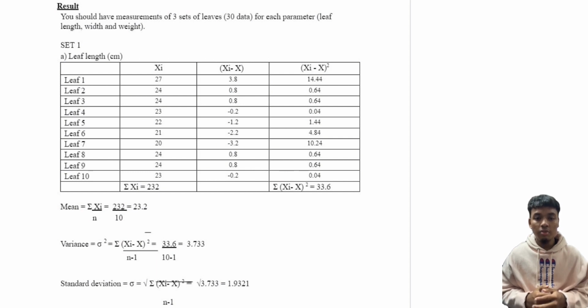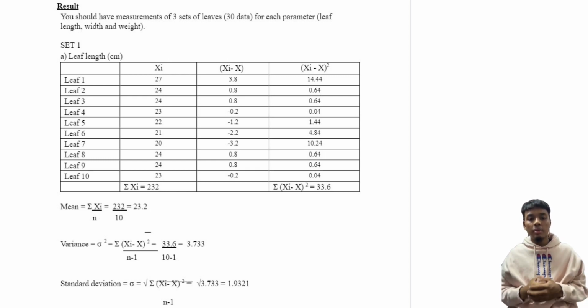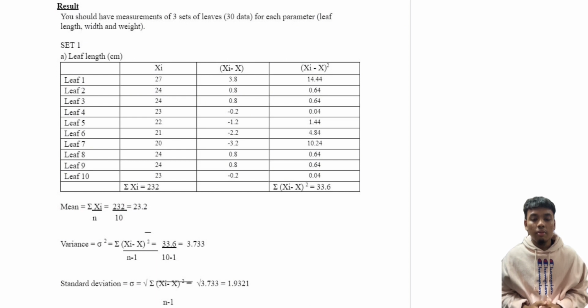To begin, the mean is determined by summing all the leaf lengths divided by the number of leaves, and the answer is 23.2. Variance may be calculated by subtracting the mean from each leaf length, squaring, adding them up, and dividing by 9. 3.733 is the answer.